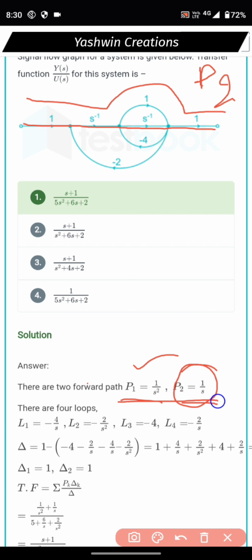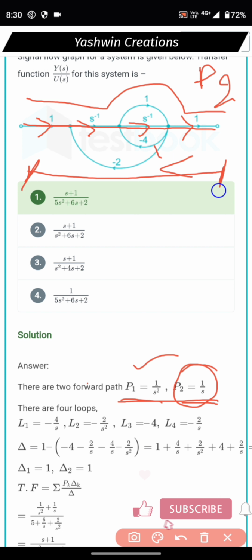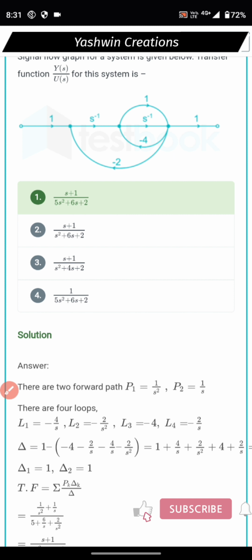How can we say they are forward paths? By direction. They are in the same direction; you can observe these two go like this. So depending upon the direction, we can find the forward path. It is flowing from the start to the end. Next, we know P1 and P2 now. There are 4 loops. What are the loops here?